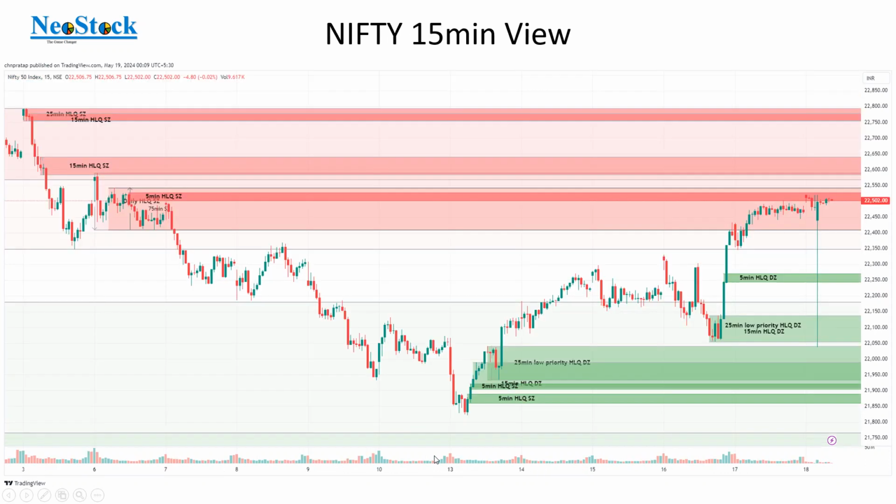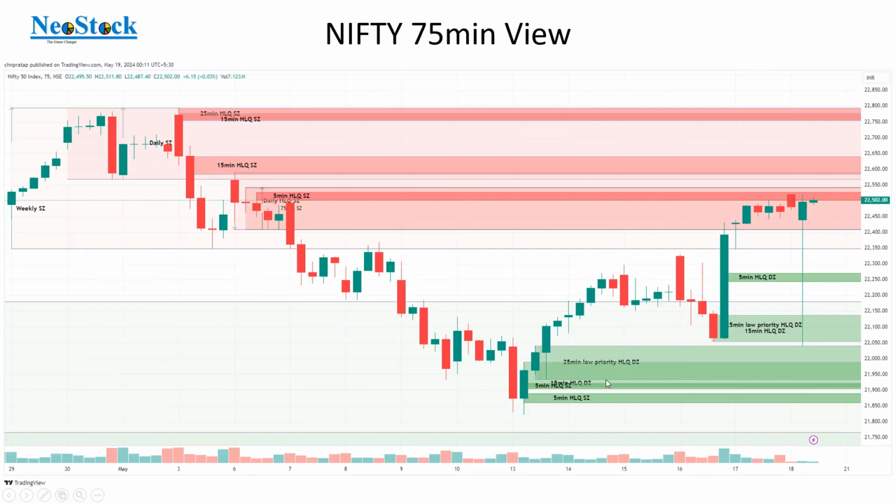Whatever we have drawn, we will see everything. This is the 15-minute view. In the 15-minute view, we are seeing a 5-minute high liquidity supply zone. Here we have a 15-minute zone. We have 25-minute, 5-minute, and 5-minute high liquidity zones. Here we have a 15-minute high liquidity supply zone. Now let us see this entire view in the 75-minute time frame. This is the 75-minute view.